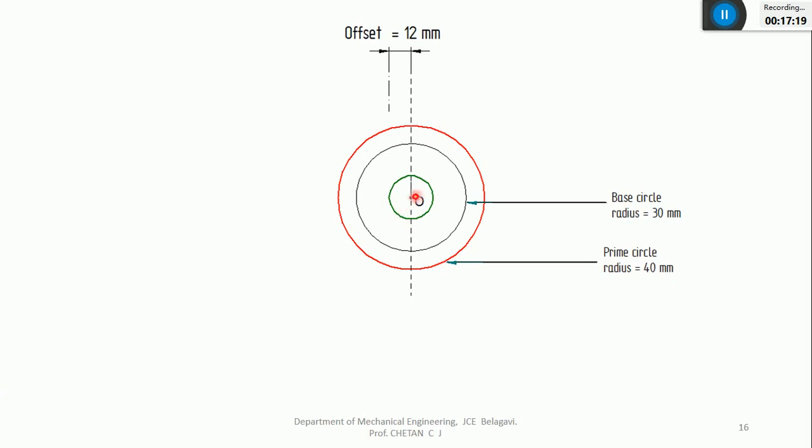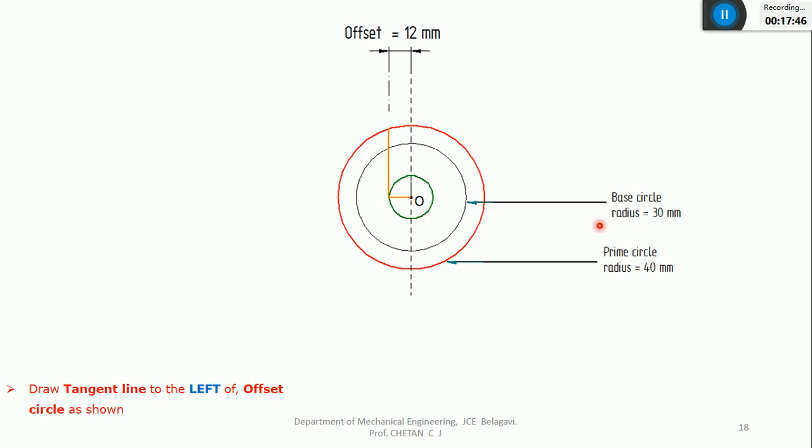So I have drawn this horizontal line towards left so that at this point I can draw the tangent line. So this is the tangent, or it is the axis of the follower. This is the axis of the follower and this is the axis of the cam. Both are separated by 1.2 centimeter or 12 mm. And you can see this axis of the follower will intersect the prime circle. As I mentioned, the reference is prime circle.